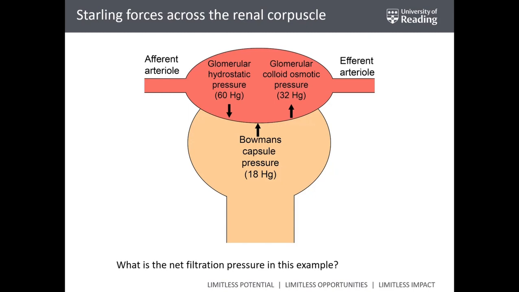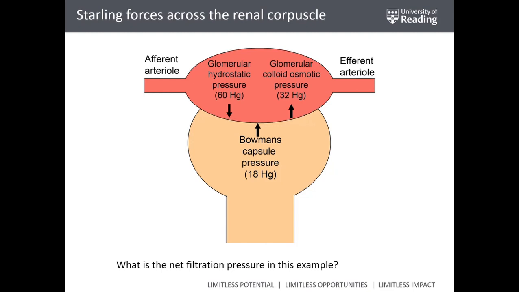Then we will have osmotic pressure, which is due to the difference in concentration of solutes between the Bowman space and the plasma. And of course, the plasma will have a higher osmolarity than the filtrate. So the total resulting colloid osmotic pressure is 32 millimeters of mercury from the Bowman space into the capillary. And then finally, there is the hydrostatic pressure within the Bowman's capsule, which is 18 millimeters of mercury.